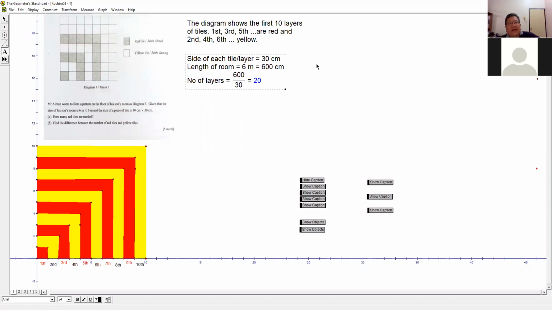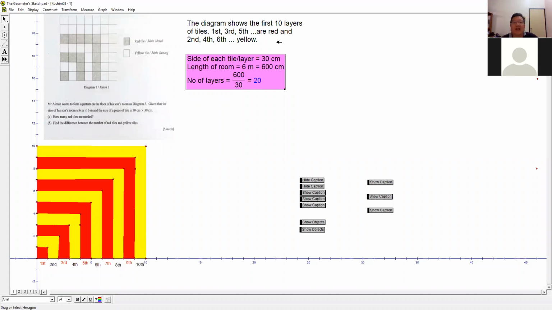We know that the length of the room is 6 meter, which is equivalent to 600 centimeter. Each tile is 30 centimeter. So how many tiles are needed at the side of the room? I use 600 divided by 30, and I know there are 20 tiles here. What I have drawn here is only 10 tiles, but actually the room has 20 by 20, 20 tiles by 20 tiles. How do I know there are 20 tiles by 20 tiles?